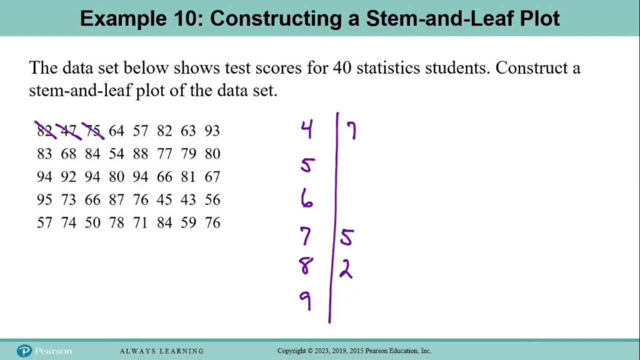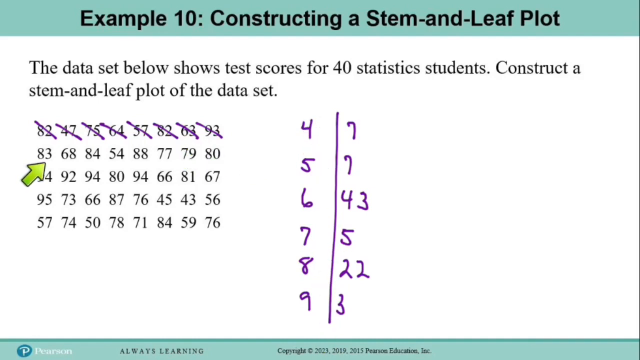Cross that off the list. And then for the 64, we're going to come to the 6th row and put a 4 and cross that off the list. Now I think you've probably got the idea. So for the rest of this row, I'm not going to do each individual one, but I'm just going to go ahead and do the next 4 values. And when we get to the end of the first row, your stem and leaf plot should look like this.